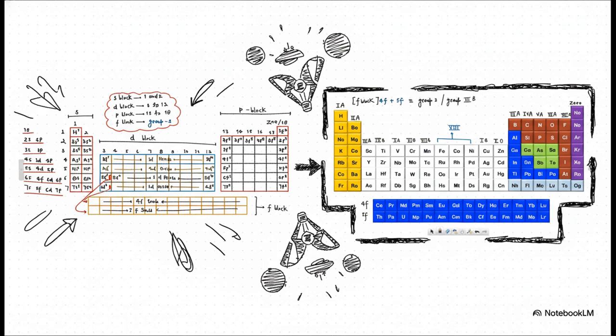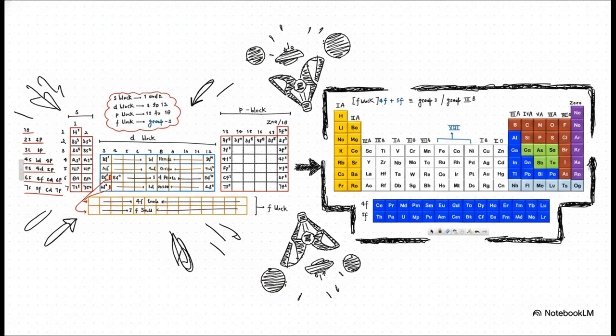And here it is, the big aha moment. On the left, you see our blueprint, the abstract blocks just laid out according to that filling order. And on the right, the actual periodic table. They match perfectly. The blueprint becomes the building. That strange shape we started with is just a map of electron orbitals.